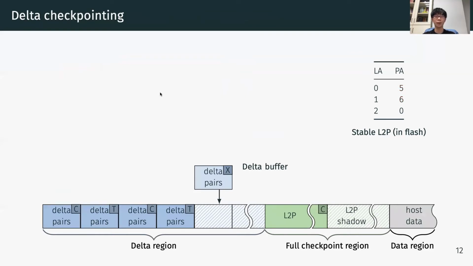But storing the entire L2P is an expensive operation. So SCFTL also creates delta checkpoints to record only the L2P differences. Whenever the volatile L2P table is modified, a delta pair, which consists of a logical address and a physical address, is added to the delta buffer.